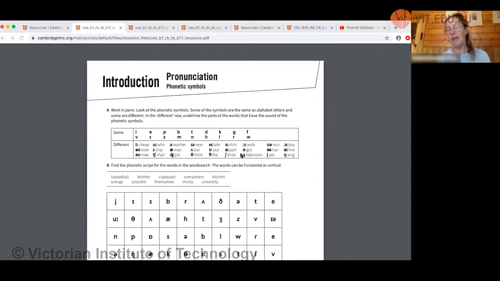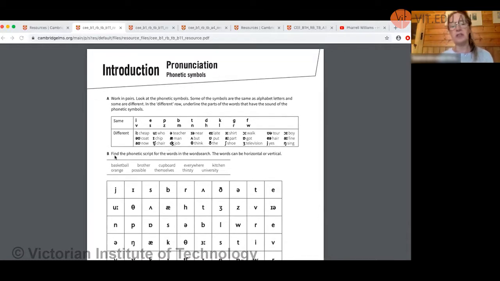And these are all the sounds in English, because you know English has the letter E, but the sound could be spelled in different ways. So this is all the different sounds in English. When you look at a dictionary, this will tell you how to pronounce the word straight away, okay? Some of the symbols are the same as the letters in the alphabet, A, B, C, D, E, F, G, but some of them are different, and they're just the sounds.